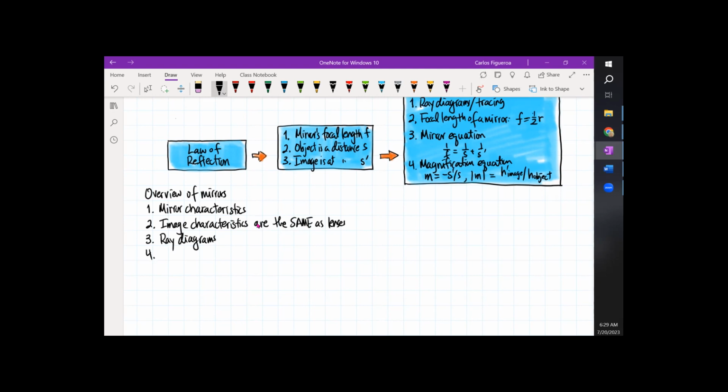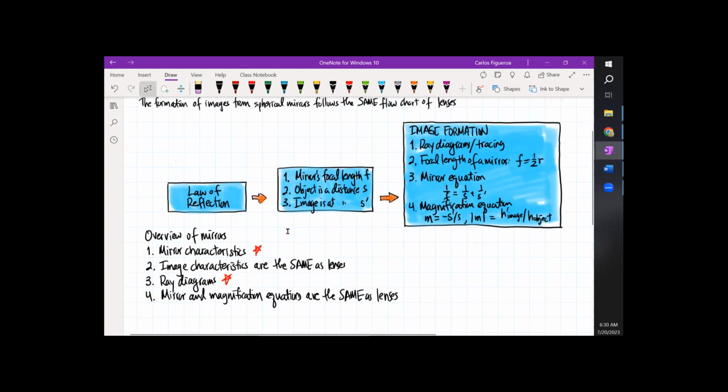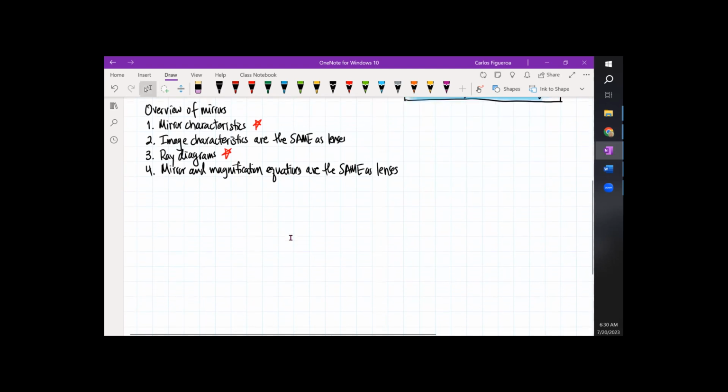And then finally, the mirror and magnification equations are the same as lenses. So what we really got to deal with here is mirror characteristics, and we got to deal with ray diagrams. So I won't cover 2 and 4. So let's get to that. Here we go. The first thing I'm going to deal with is mirror characteristics.